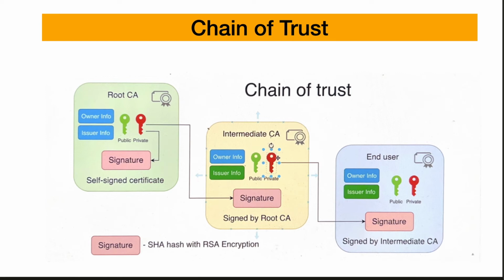Okay, now one thing is very interesting here. If you can see here, the owner info and issuer info. Okay, the owner info will of course be the intermediate certificate itself, but the issuer will be the root certificate here. So the root certificate will have the issuer detail here. So it will encrypt the intermediate certificate with the private key and the signatures shared by the root key, and then the whole encrypted data will be sent to the end user.